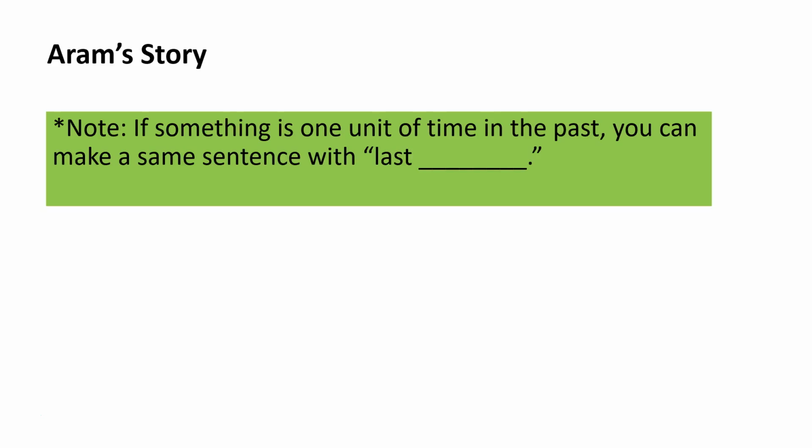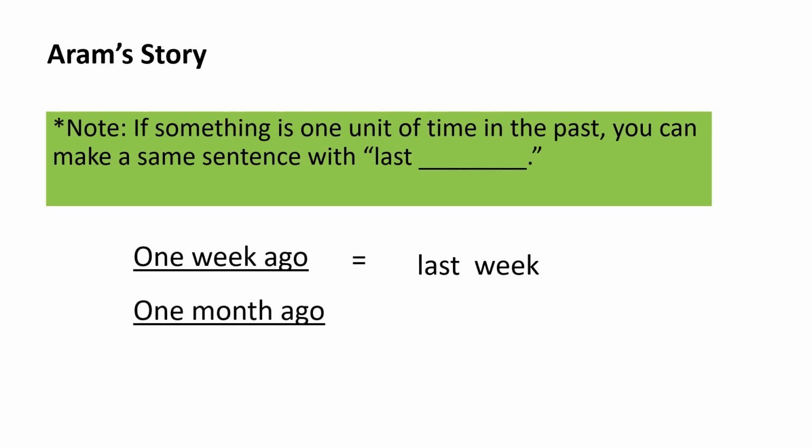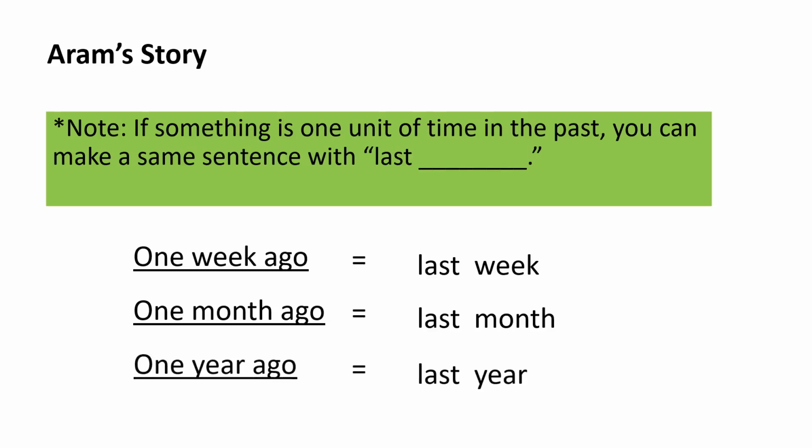If something is 1 unit of time in the past, you can make the same sentence with "last." So if I have "1 week ago," then I can also say "last week." Or if I have "1 month ago," I can also say "last month." "1 year ago" means "last year." So when I am working with the number 1 in the past, then I have this other possibility. I can use the word "last" instead. "Ago" is correct, and "last" is also correct. These are just 2 different ways to say the same thing.